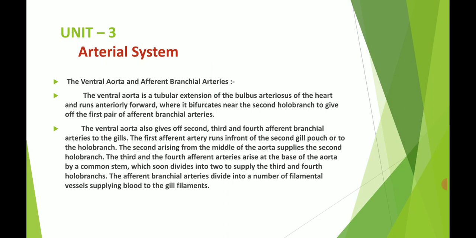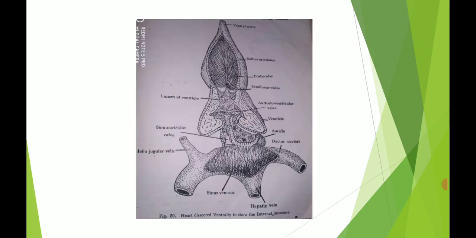The first afferent artery runs in front of the second gill pouch, or hollow branch, the second arising from the middle of the aorta which supplies the second hollow branch. Then the third and fourth afferent arteries arise at the base of the aorta by a common stem, which soon divides into two to supply the third and fourth hollow branches. The afferent branchial arteries divide into a number of filamental vessels which supply blood to the gill filaments.